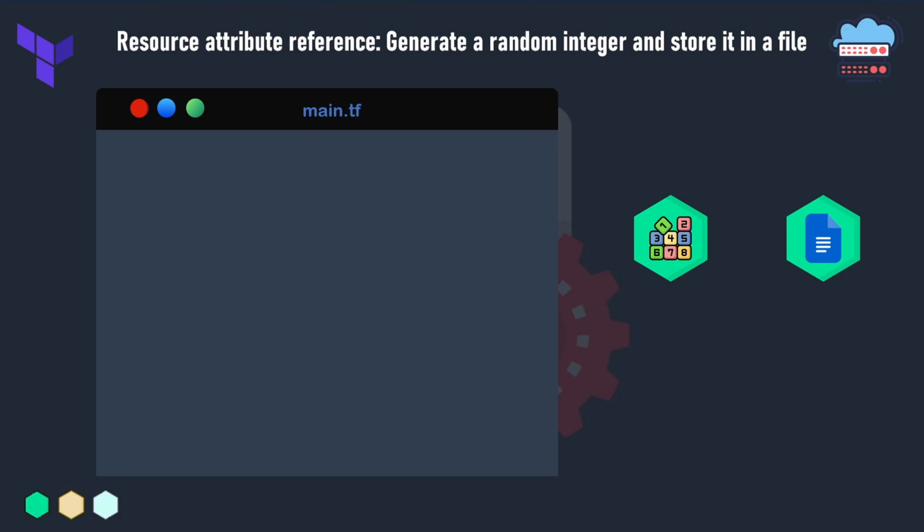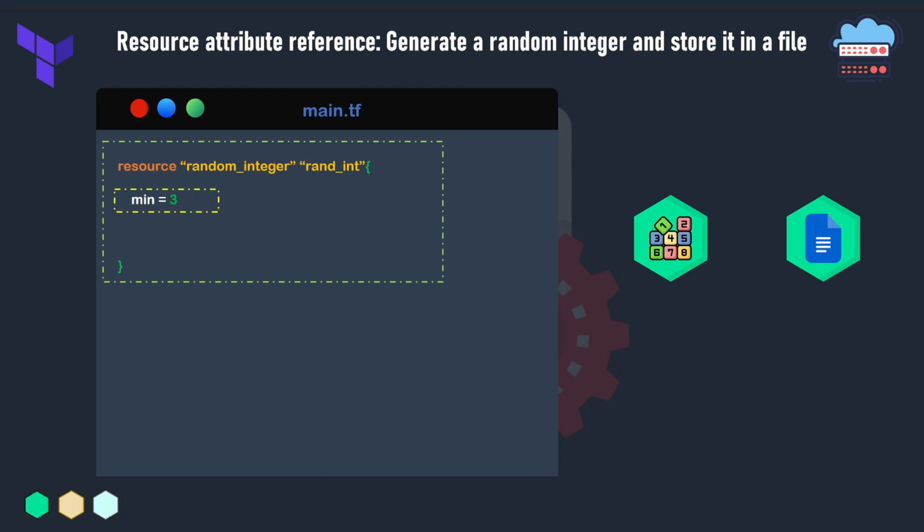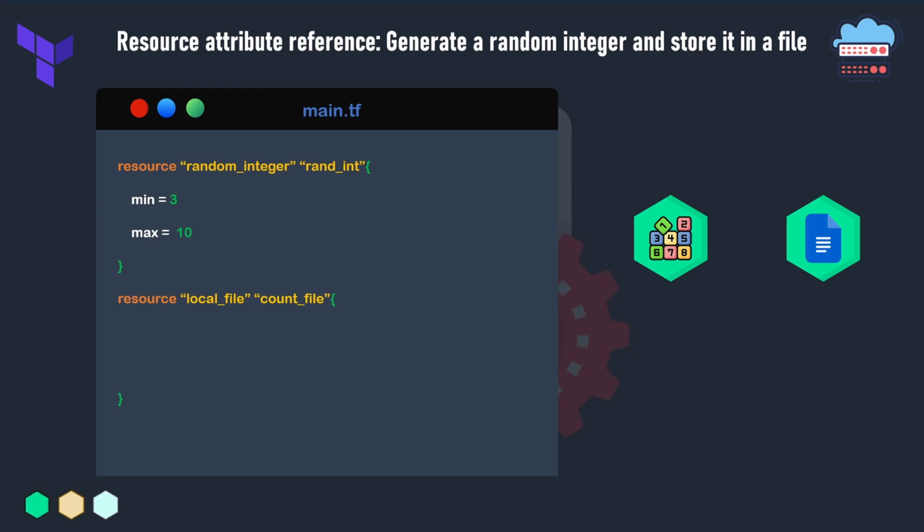To create a random integer, we declare a resource block of type random_integer and call it, for example, randint. Then inside the resource block, we will set the required arguments, which are the min and the max argument. We will assign the value 3 to the min argument and the value 10 to the max argument. Then to create a file, we will declare another resource block and we will set the resource type to local_file and call it, for example, count_file. Inside the resource block, we will set the filename argument and the content argument.